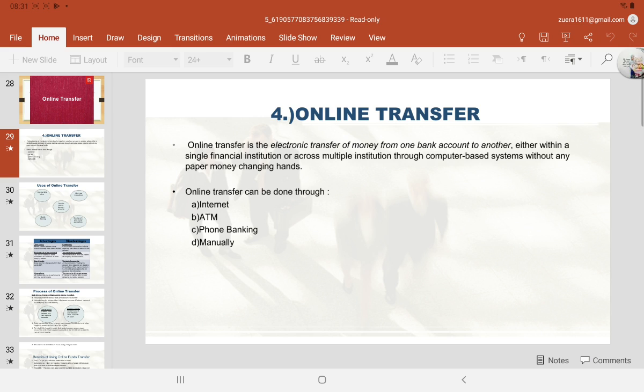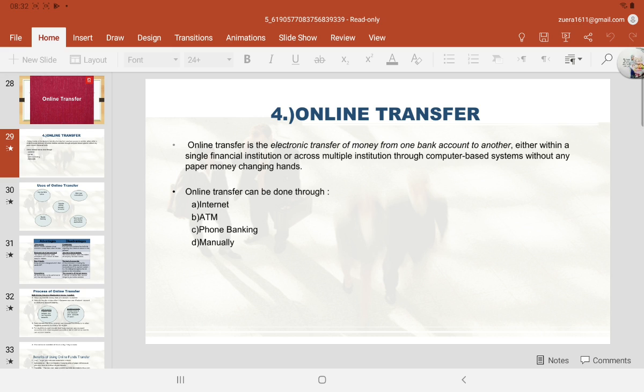Okay, so in the online transfer, we can say that this is one of the modes of transferring money by using any computer-based system. But it is not a requirement to have internet access. So any computer-based system, for example, microchip or processor, if we have all this mode of system, we can say that this is one of the products of online transfer.